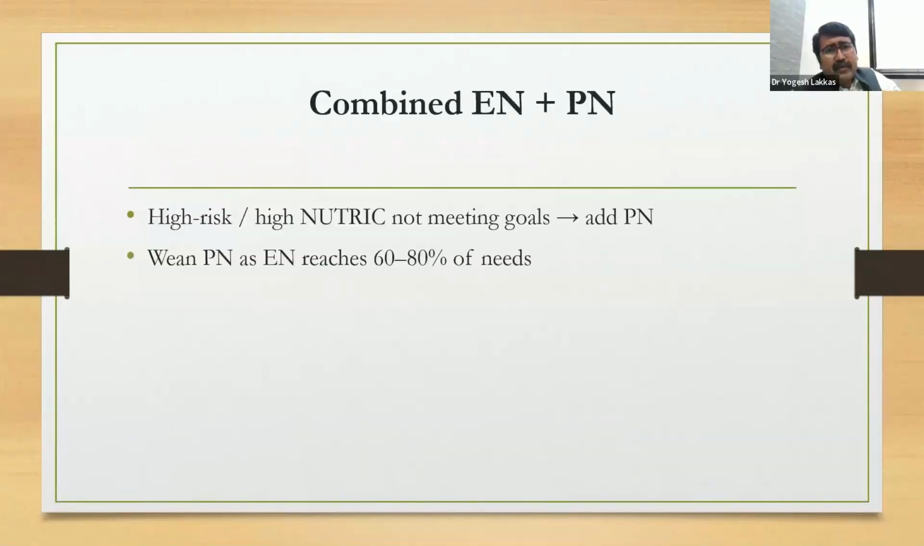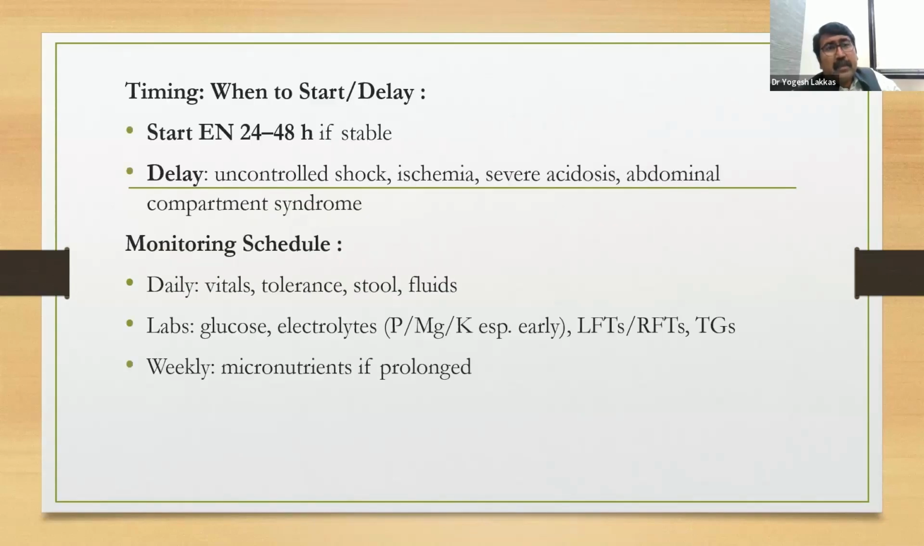Combine enteral and parenteral nutrition. High risk, high NUTRIC score patients, and they are not meeting the goals with the enteral nutrition only, you can add parenteral nutrition. Wean parenteral nutrition as enteral nutrition reaches 60 to 80% of the needs. That you can see that way.